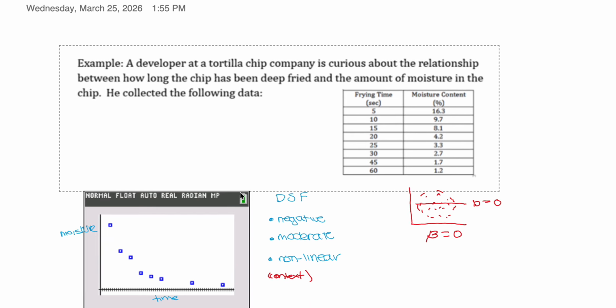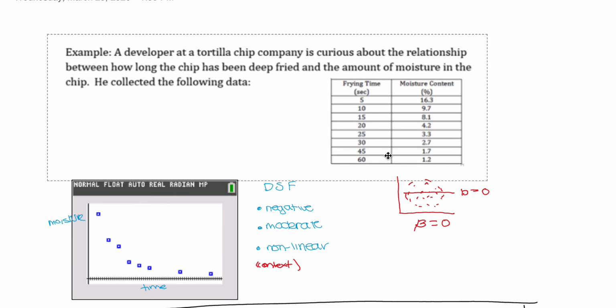If we want to graph it in our calculator, we will first enter all of this data in and graph a LSRL. You may be familiar with this word, LSRL. We introduced that in Unit 2, and now we revisit it in Unit 8. From this graph, you can see there is a strong negative decreasing relationship between the frying time and the moisture content.